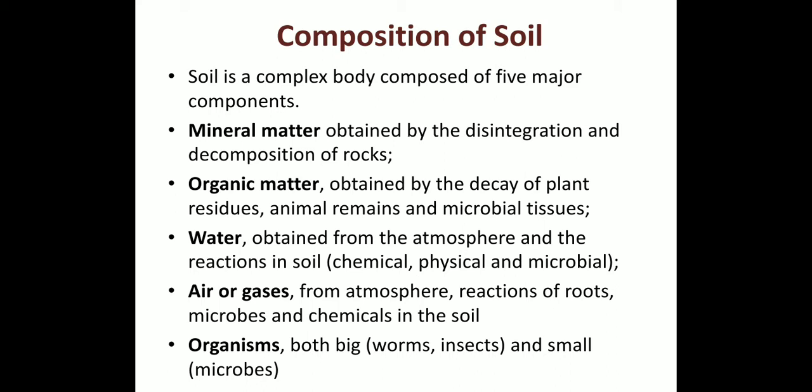Then number 2, organic matter. It is obtained by the decay of plant residues, animal remains and microbial tissues. Organic matter is obtained by the decay of plant residues, animal remains and microbial tissues. So this is how we can say about organic matter.